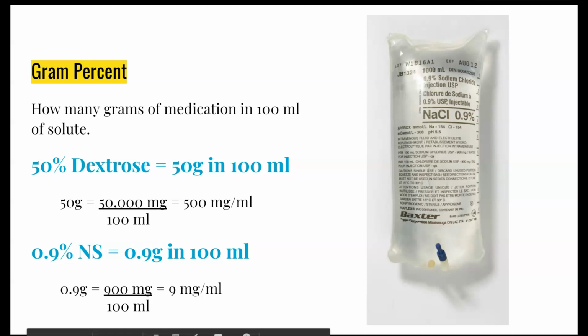Here we have a decimal place in the front. We move it 3 places, 1, 2, 3, to get 900 milligrams in 100 mLs. Again, cancel out your zeros and then divide by 1, which is the easiest way to divide. You have 9 milligrams per milliliter.